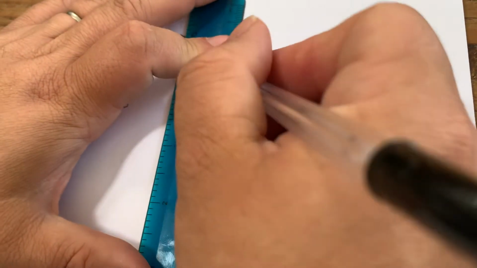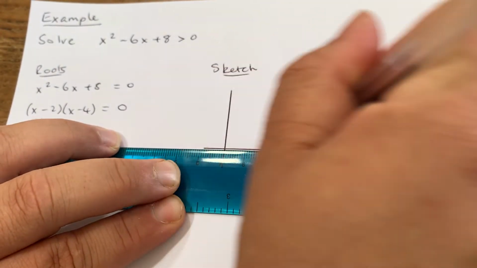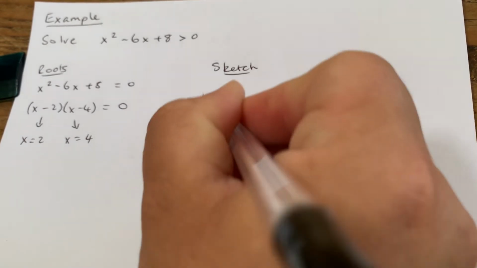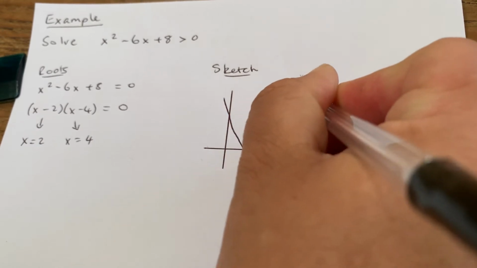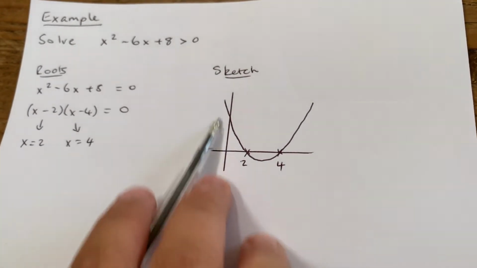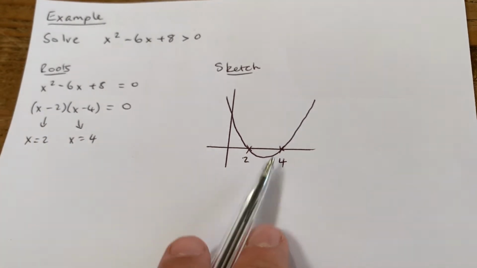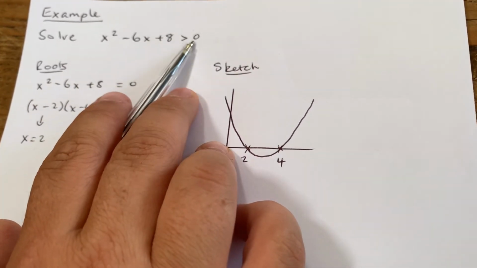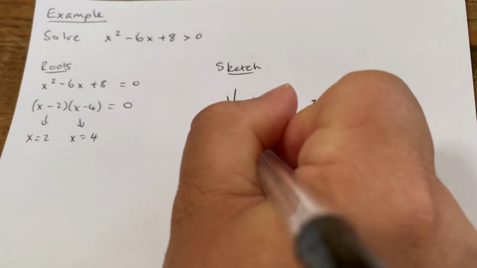So I know where my roots are going to be, so drawing the axis is pretty straightforward. So I've got roots at 2 and 4. I'm not looking for a great deal more than the 2 and the 4. I know it's a positive quadratic because the x squared is positive, and therefore I want to know when is this curve bigger than 0. It's bigger than 0 here and here.